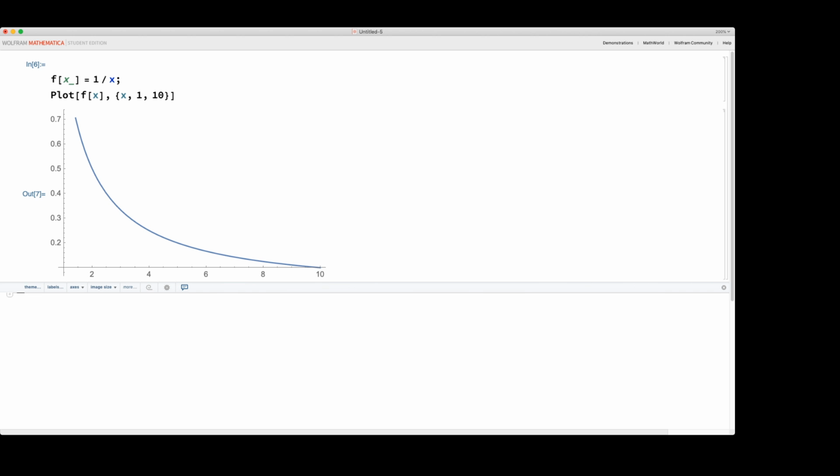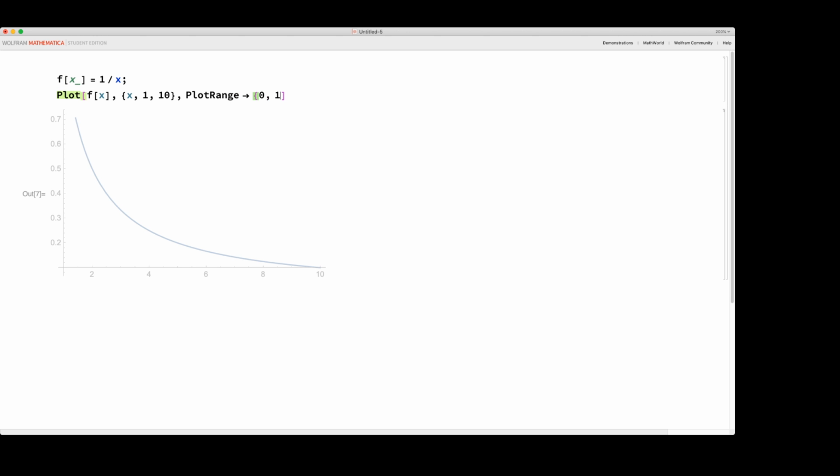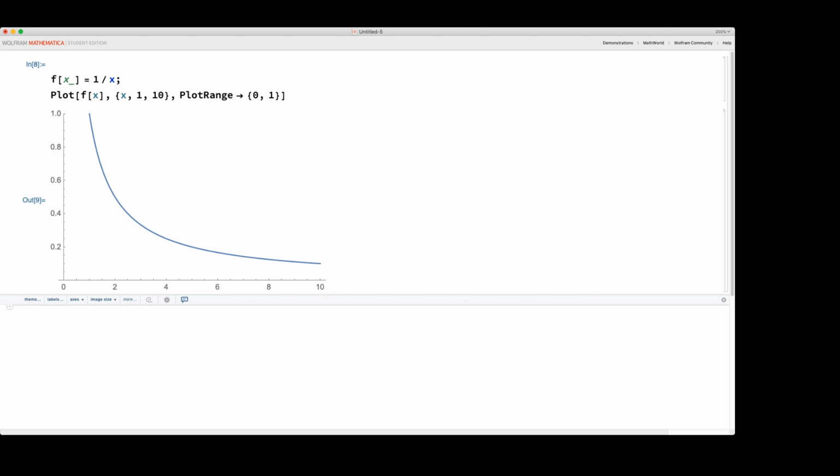Now let me actually add one other command in here. So from x equals 1, the function is up there at 1, and this thing keeps going off to infinity, with y equals 0 as an asymptote. And the integral is asking what's the area under the curve, the area between the x-axis and the curve.